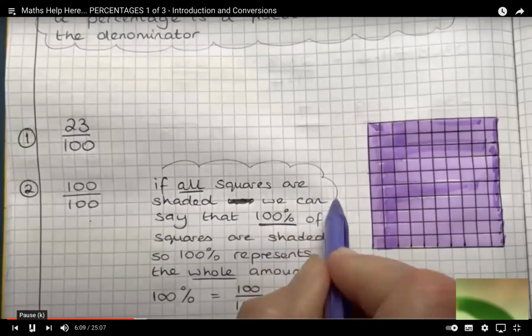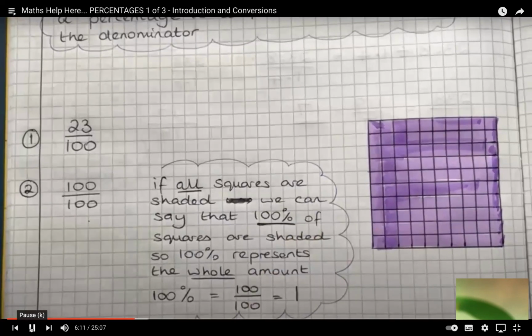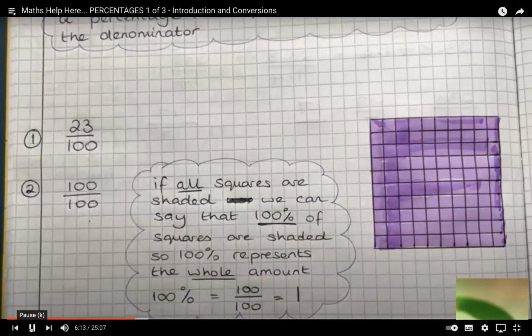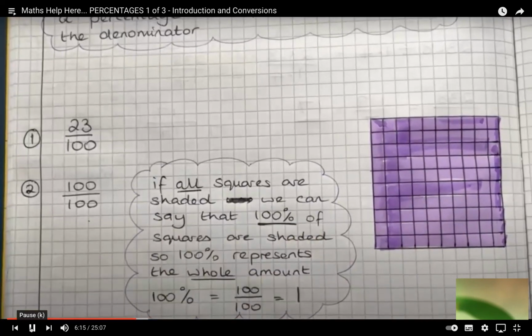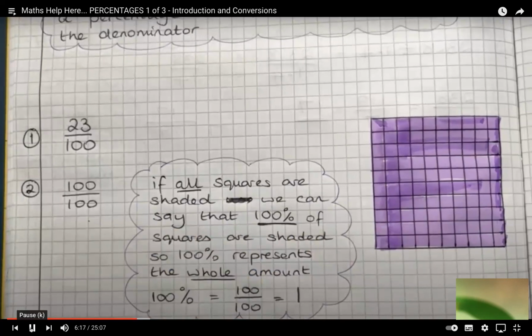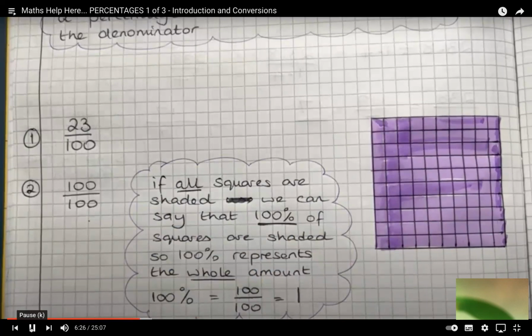All right, there's my learning bubble there. If all squares are shaded, we can say that 100% of squares are shaded. So 100% represents the whole amount. 100% equals 100 over 100, which equals 1.